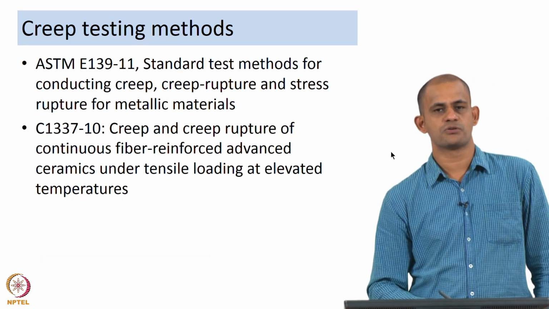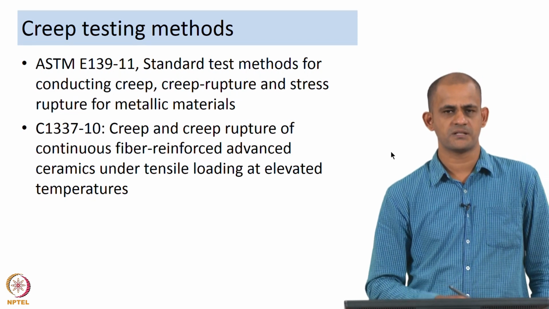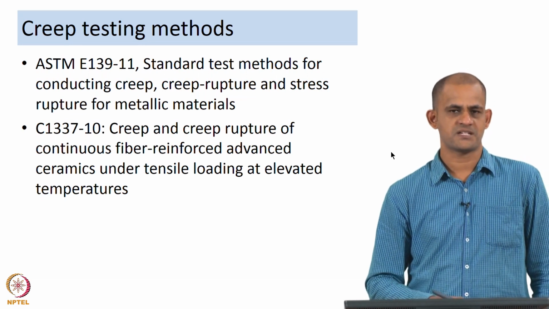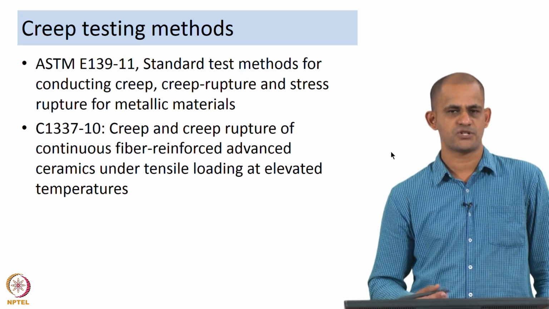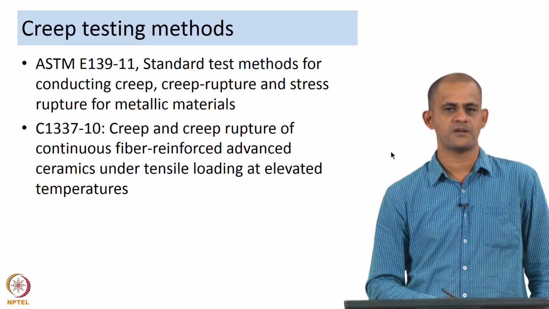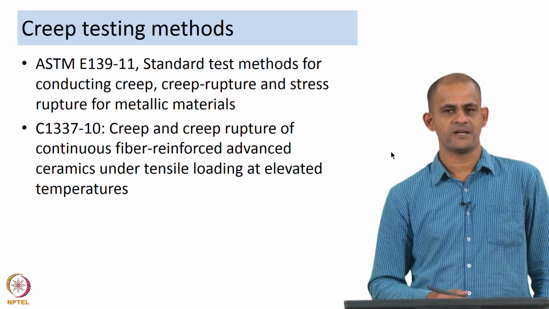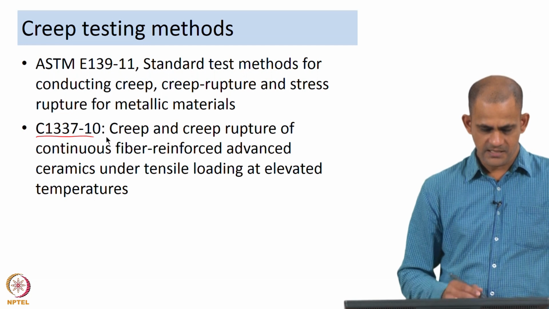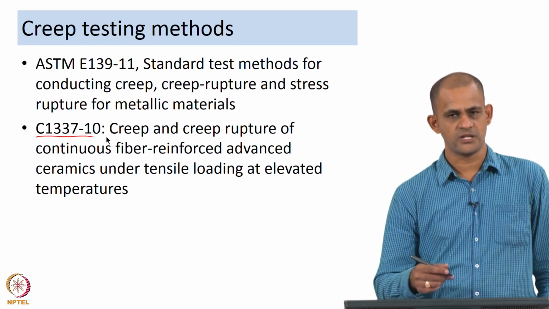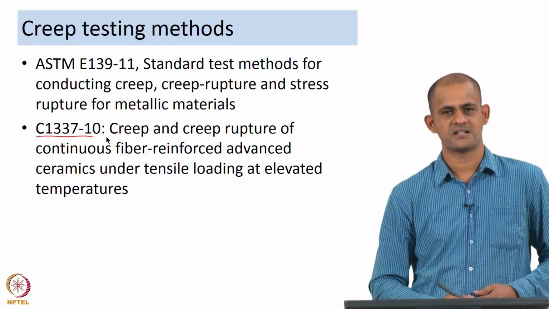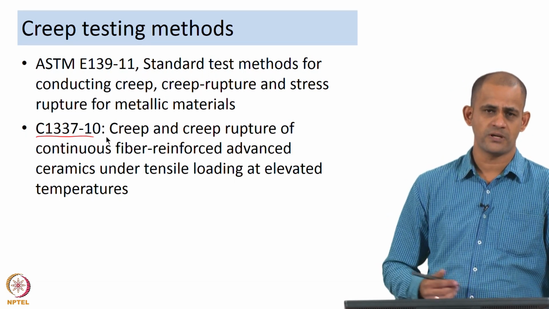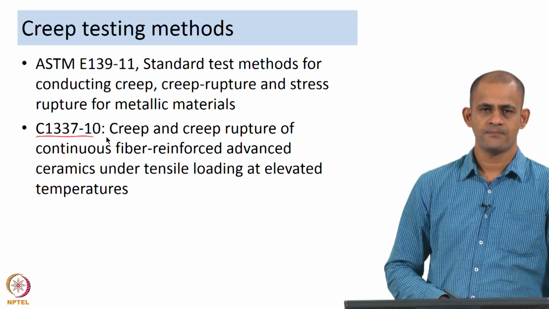There are many standard creep testing methods. I have listed two of them here. One is ASTM E139, the standard test methods for conducting creep, creep rupture and stress rupture tests of metallic materials. And for ceramics, there is the standard for creep and creep rupture of continuous fiber reinforced advanced ceramics under tensile loading at elevated temperatures, which is C1337-10. There are a few others as well, but here I am listing only these two for you to know the type of standards that are available. In the next set of slides I will be talking briefly about ASTM E139.